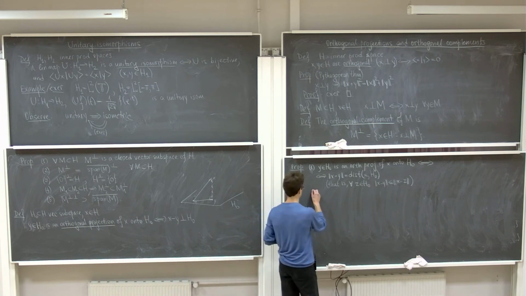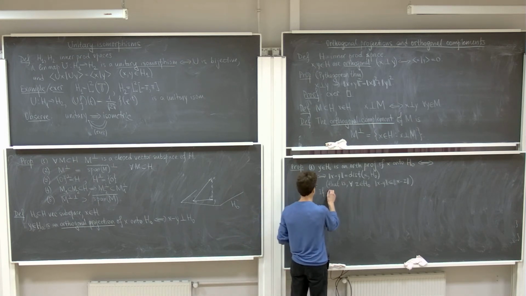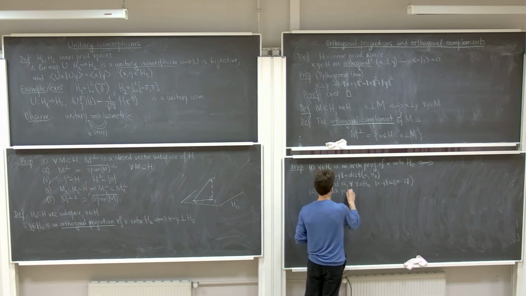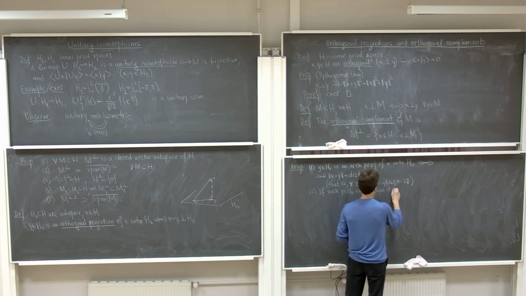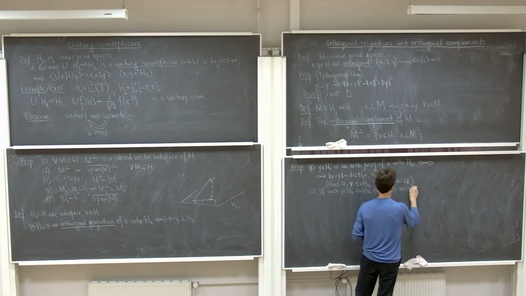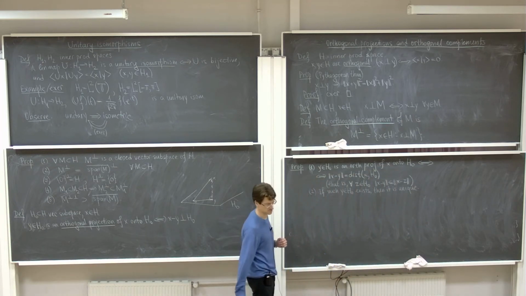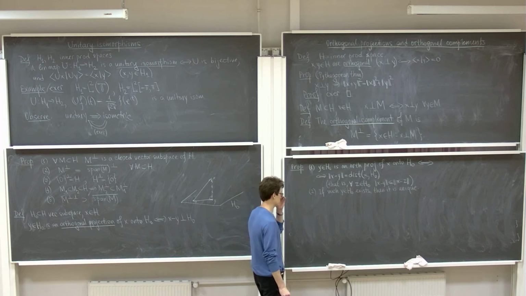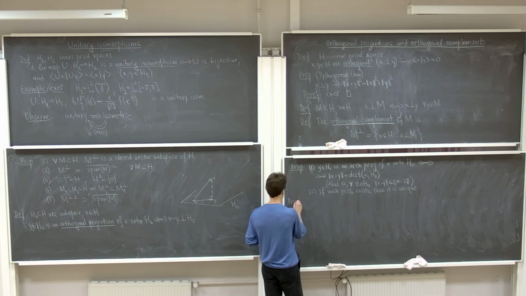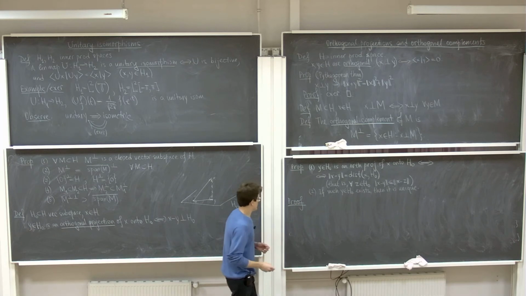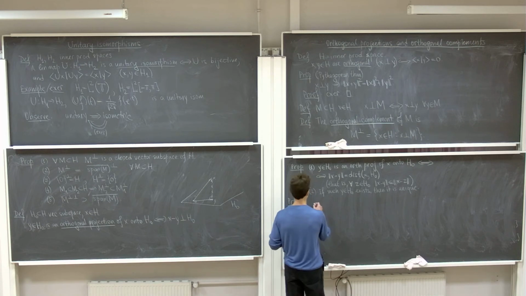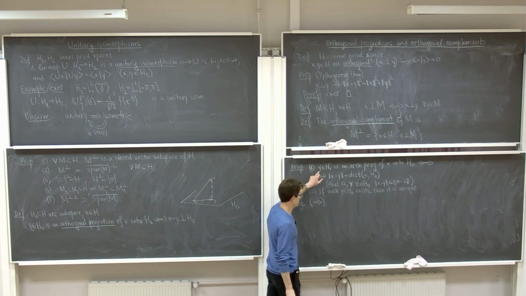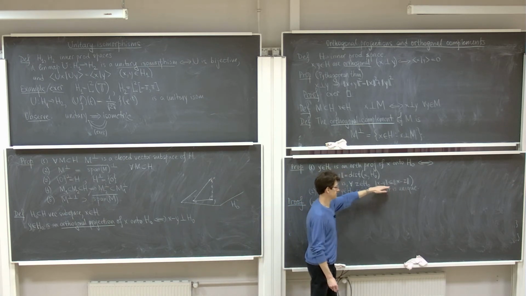And part 2, I claim that if such an element y exists, then it is unique. I don't claim that it always exists, but if it exists, then it is unique. Okay, so let's start with the first part. Let's prove the left to right implication. So suppose that y is an orthogonal projection, and let's show that we have this property.